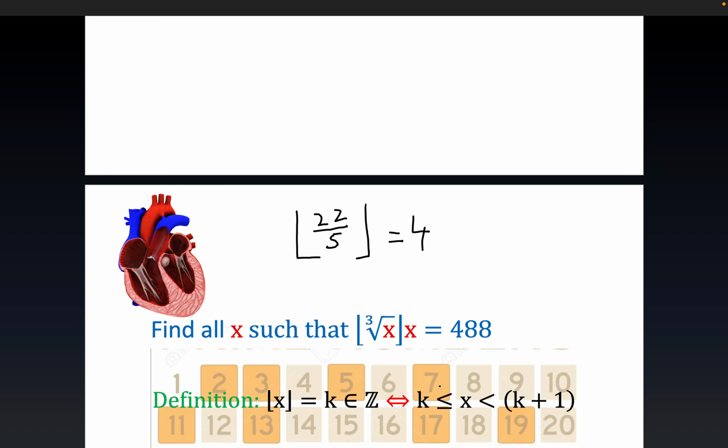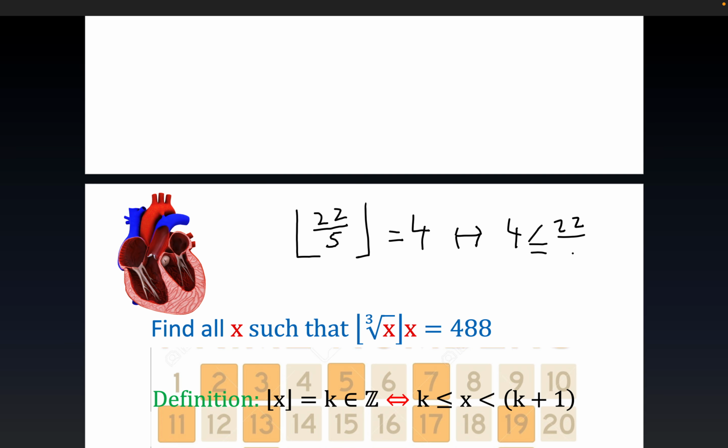But notice, if you want to look at this definition here, that's because 4 is less than or equal to 22 over 5, which is less than 5. And that's just the formal definition. Most of the time you don't really need it. So you see, that's an example of just utilizing this definition, even though you don't really need it if you know what the greatest integer function means. Again, it's called the floor function, but in the old days it was called the greatest integer function.